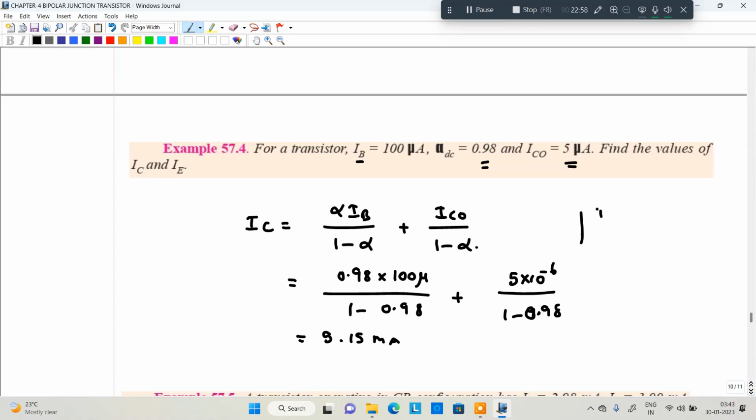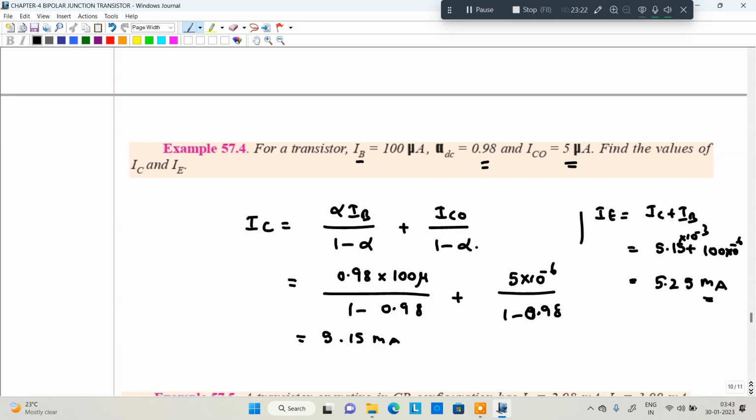Next, IE is equal to IC plus IB. What about the IC value? 5.15. What about the IB value? 100 into 10 power minus 6, which is 10 power minus 3 in milli. You will get 5.25 milliamperes as the answer. Okay, this is the way to solve these problems.